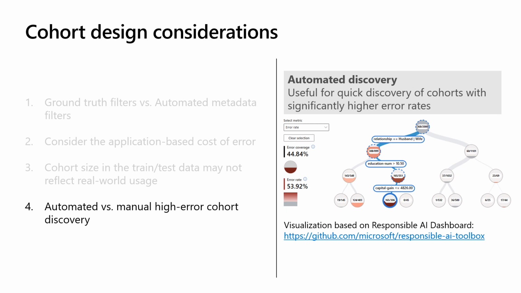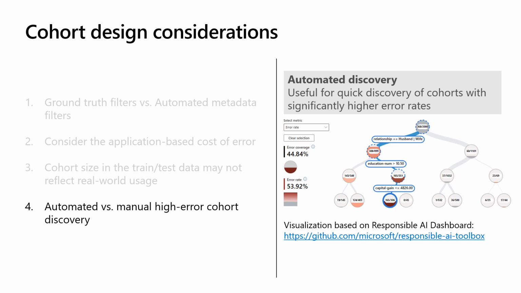For example, in this case, the visualization is showing that the error rate in the census dataset is higher for individuals that are married, have an education number of years that is higher than 10 years, and have a lower capital gain than 4.8K. Now, regardless of the tool or the method that is being used for automated discovery, generally these techniques are good if you want to quickly discover cohorts that have significantly higher error rates. This means that if you were to decide what parts of the data to focus on to improve the model or the data, these would be good candidates to start with.